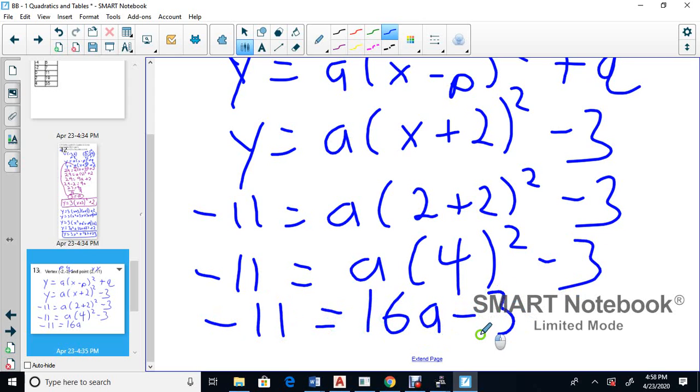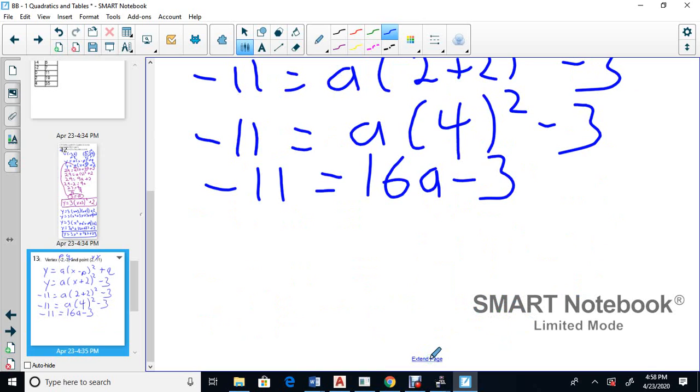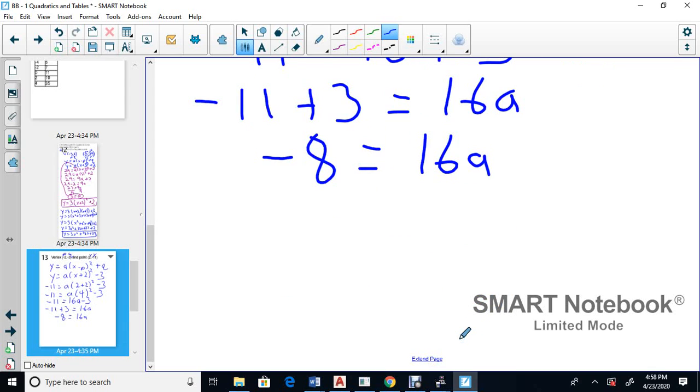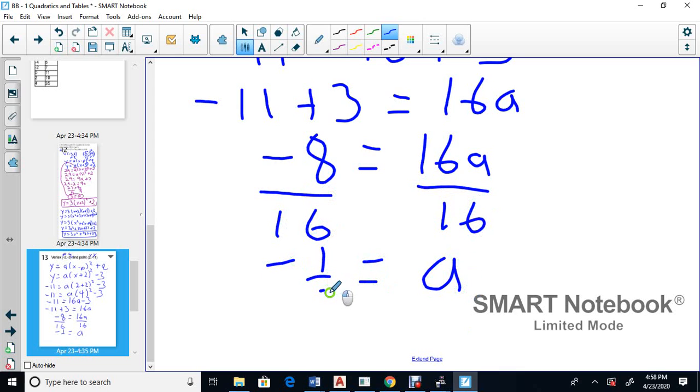16a minus 3. Now I'm going to bring the minus 3 to the other side. So this minus 3 crosses the equal sign, becomes positive. So you get -11 plus 3 equals 16a. Okay, -11 plus 3 is -8 equals 16a. I'm going to keep going here. We'll extend the page. Divide both sides by 16. Divide that side by 16. Oh, a is -1/2.